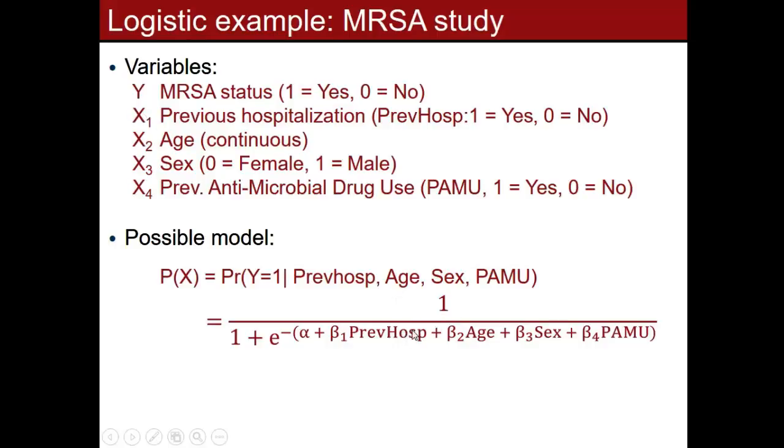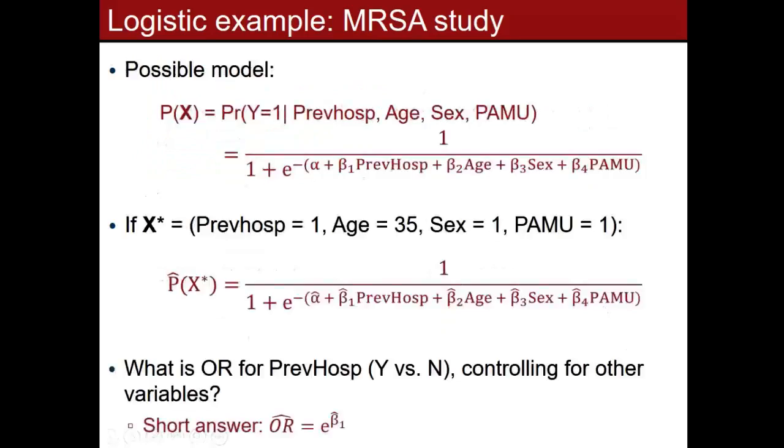Essentially it has main effects, a single effect for each variable in the statistical model, with no interaction, nothing fancy going on, where we just consider these four variables as such. Oh, this is my old version of the slides, not the one that we used last time where these actually had the numbers in here. But for this simple model, if we had these values of previous hospitalization 1, age 35, sex 1, PAMU 1, we would plug them into this model.